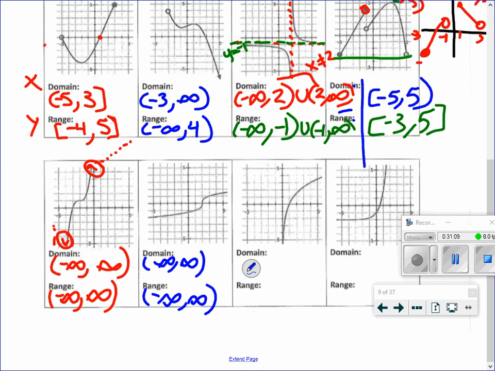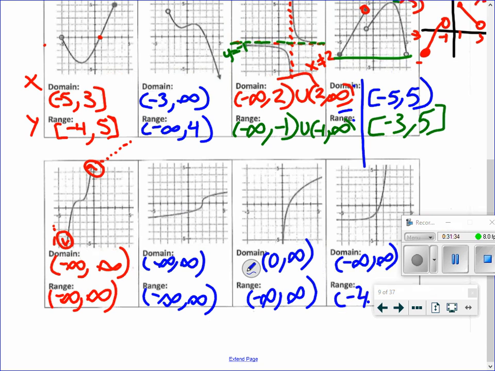Want to give us the next one? The domain was open bracket 0 and then infinity open bracket. And then the range was open bracket negative infinity and infinity. Good. And then Nicole, want to give us the next one? Open bracket, negative infinity, infinity, open bracket. And the range is open bracket, -2, infinity, open bracket. Good.